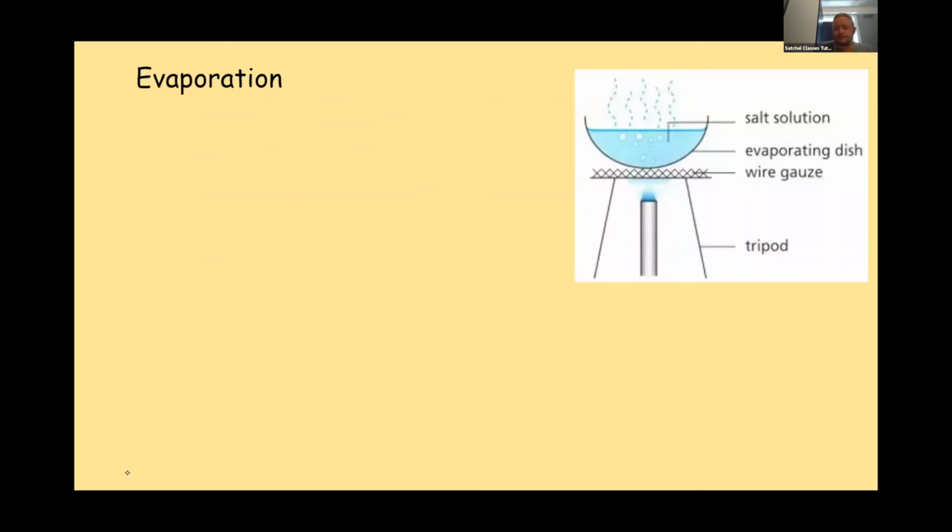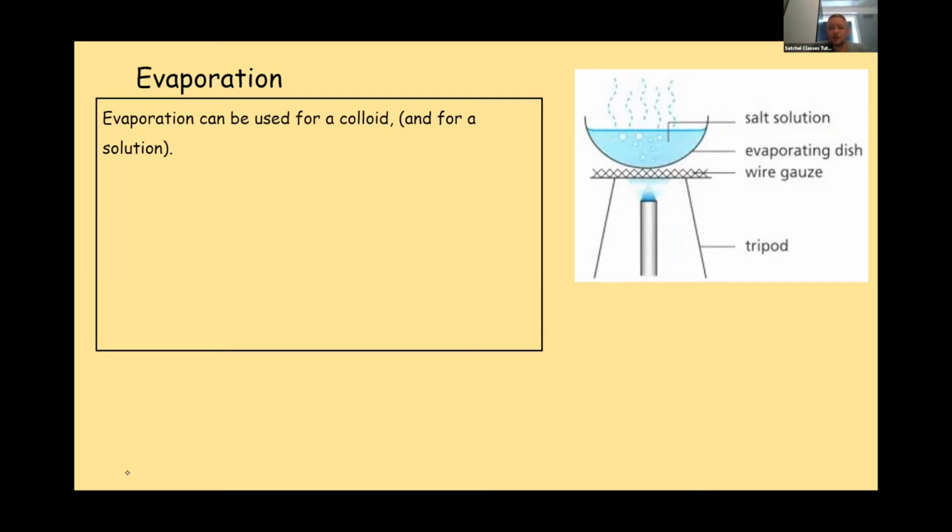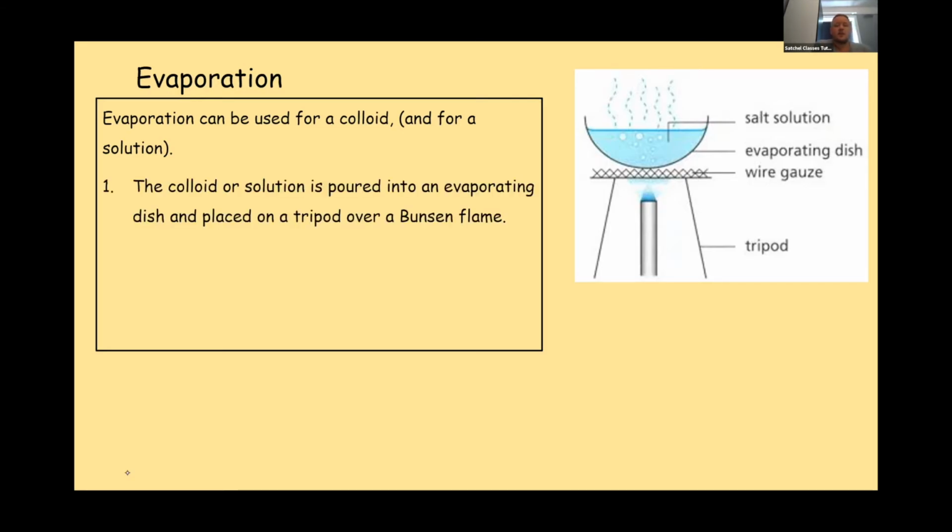Evaporation then. Evaporation can be used for a colloid, and it can be used for a solution if you want to recover the solid from it alone. The colloid or solution is poured into an evaporating dish and placed on a tripod over a Bunsen flame. The mixture is heated to boiling, and then the Bunsen is turned off. This is really important. You don't leave the Bunsen on, you heat the mixture to boiling because that's when it's evaporating at its fastest rate. And then you turn the Bunsen off and allow it to just evaporate away the liquid.